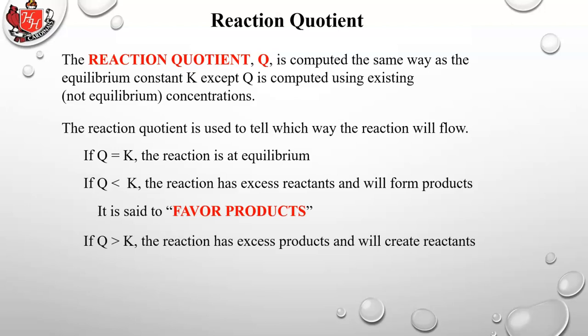If Q is greater than K, that means you have too much product for the amount of reactant. So the reaction is going to flow in the reverse direction. It's going to flow to the left, and that is said to favor reactants.